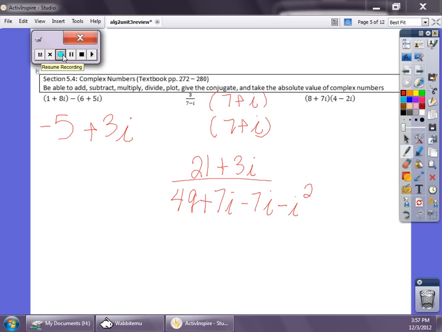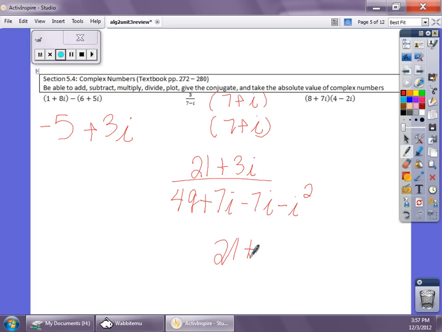When I distributed on the top, I got 21 plus 3i. On the bottom, when I FOILed, I got 49 plus 7i minus 7i minus i squared. You have to remember that i squared turns into negative 1. So on the bottom, I really have 49 minus negative 1, or 49 plus 1, which is 50. Where did the 7i minus 7i go? Well, it turned into 0.